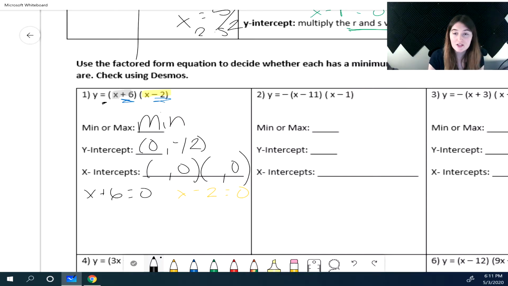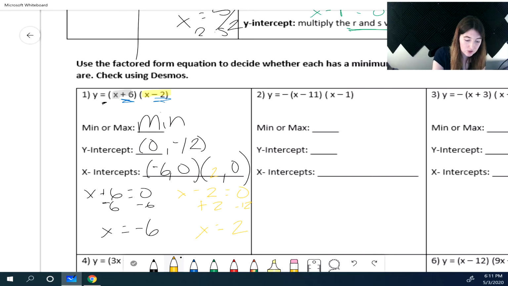X plus 6 equals 0. That means we've got to subtract 6 from both sides, and x equals negative 6. So negative 6, 0 is one of our x-intercepts. Now for the yellow one, we have to add 2 to both sides, and we get x equals 2. That means our other x-intercept is 2, 0.